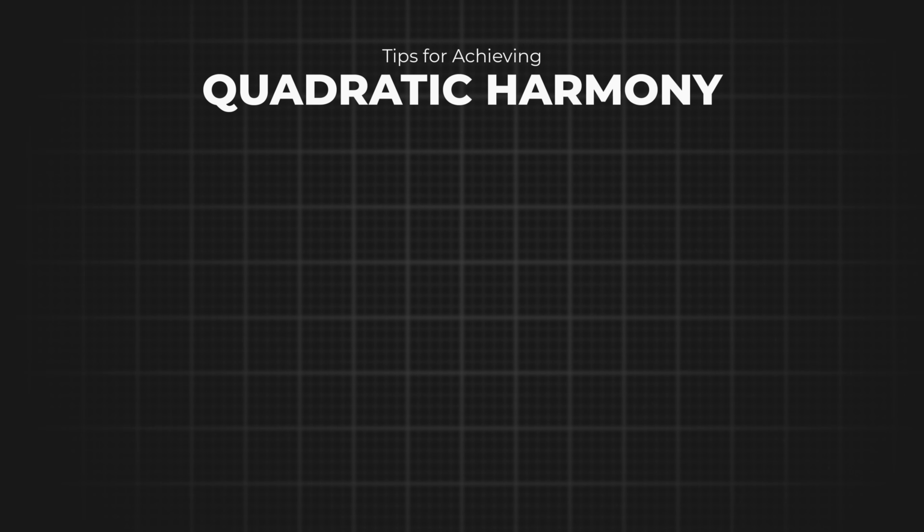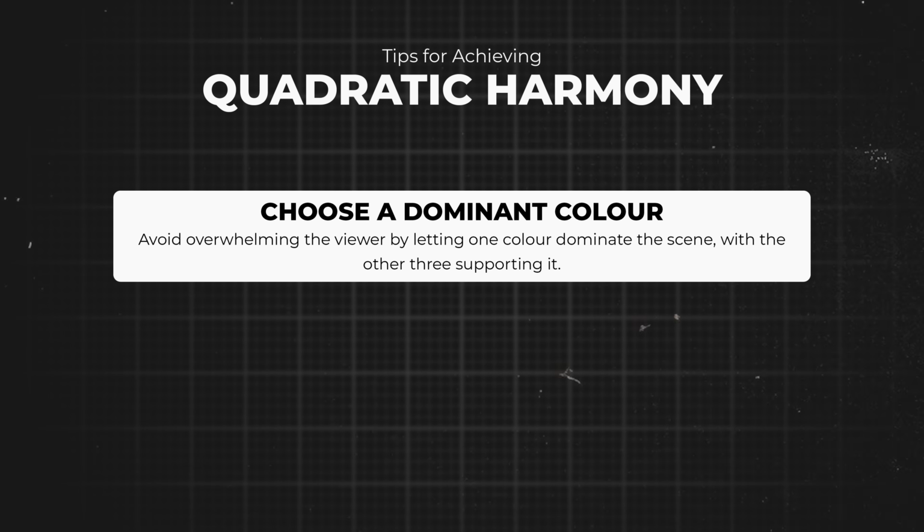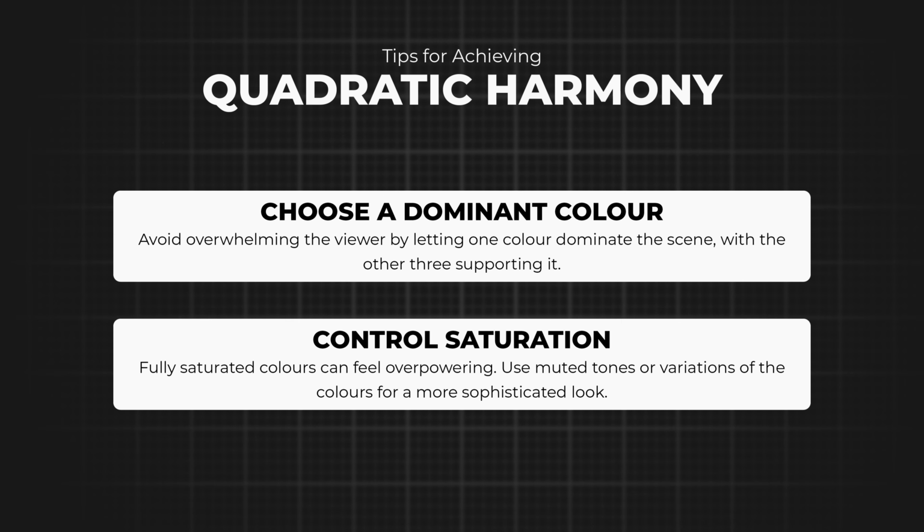Tips for achieving this color harmony is choose one dominant color. This will avoid the viewer being overwhelmed by the amount of colors seen on screen, as well as controlling the amount of saturation in all of your colors. Fully saturated colors can really make this color palette look overwhelming. So I would definitely have more muted tones. This will create a lot more of a sophisticated look, and it will avoid overcrowding in your photo.